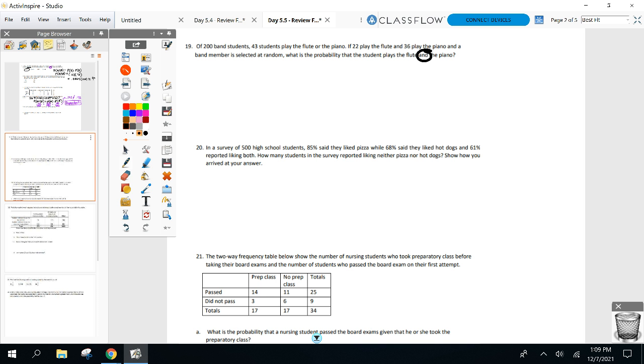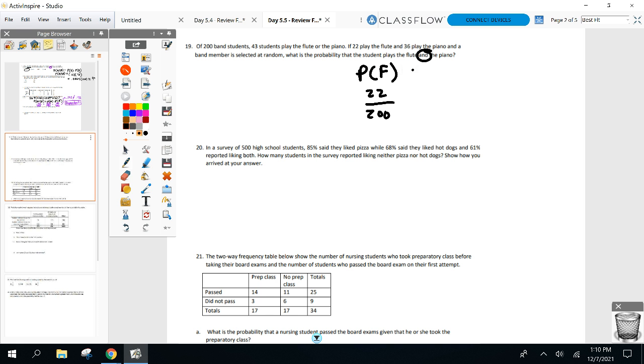Thoughts on how to go about this? Do the formula? Perhaps. But there's a problem though. Here's my problem. Let's say you're going to do probability of flute. You can't just say 22, because who are we forgetting? We can't say out of 200, because those are the people who just play flute. What about the people who play both? They're not represented in that probability, and they should be.